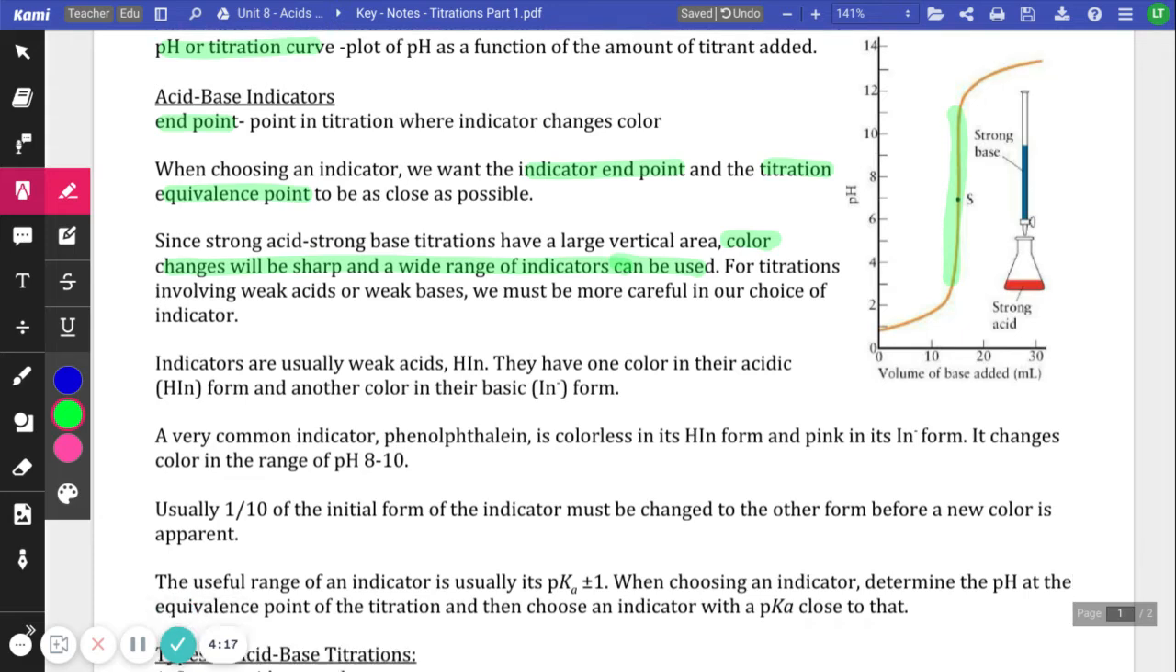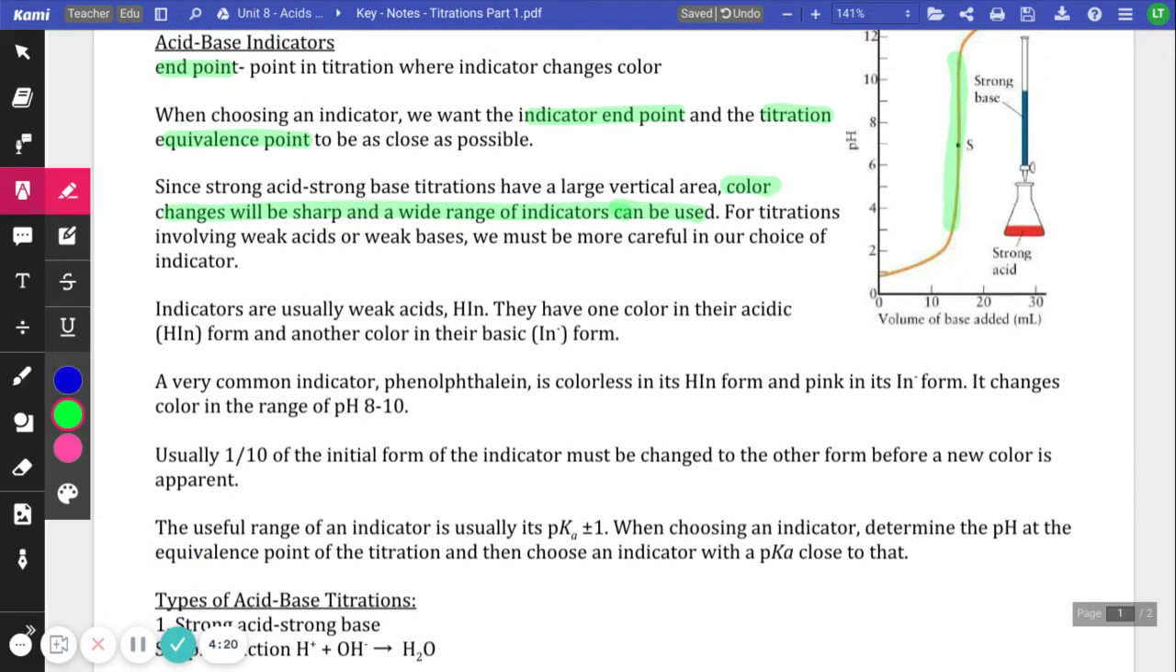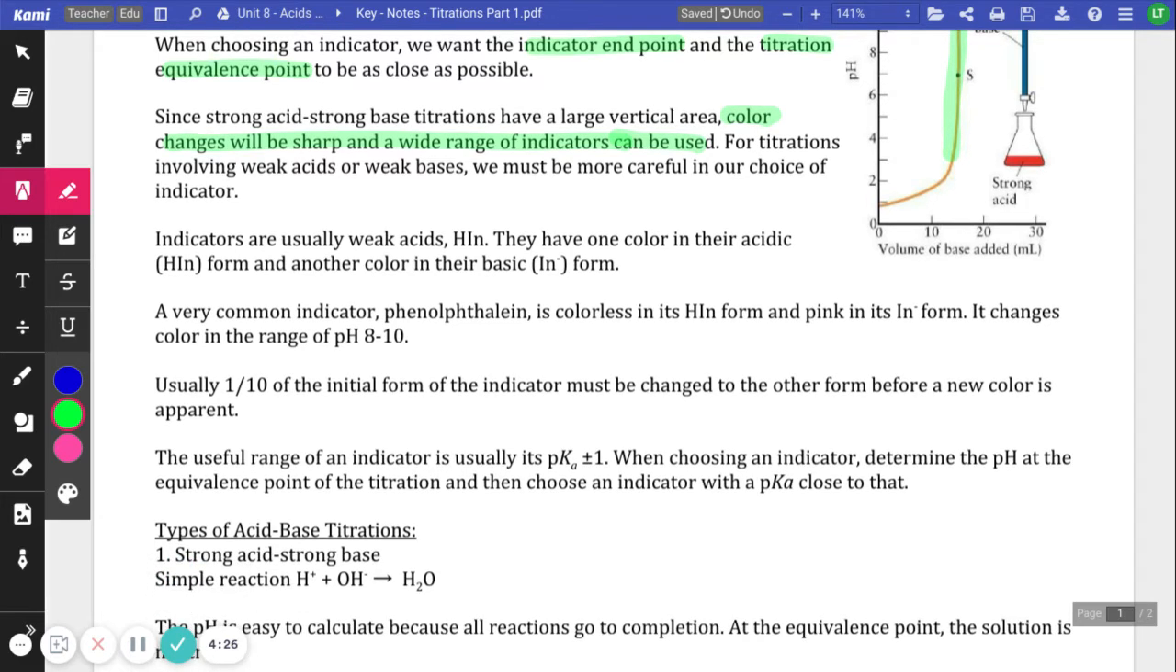However, when we have weak acids or bases, we have to be more careful in what indicator we choose. Since indicators are normally weak acids, they'll have one color in their acidic form and another in their basic form. Like I said, phenolphthalein is colorless in its acidic form and pink in its basic form, and it changes in the range of 8 to 10. So it's really close to that equivalence point.